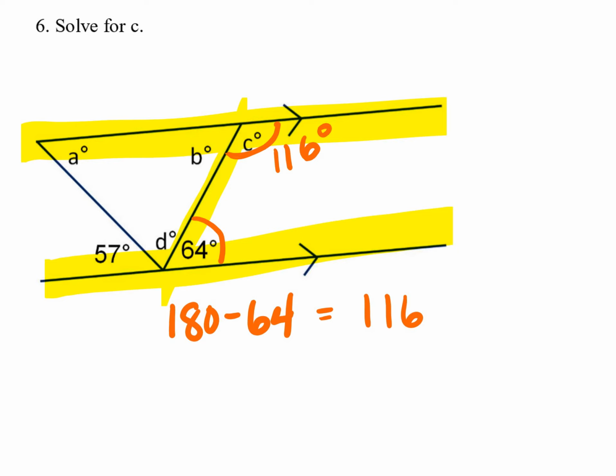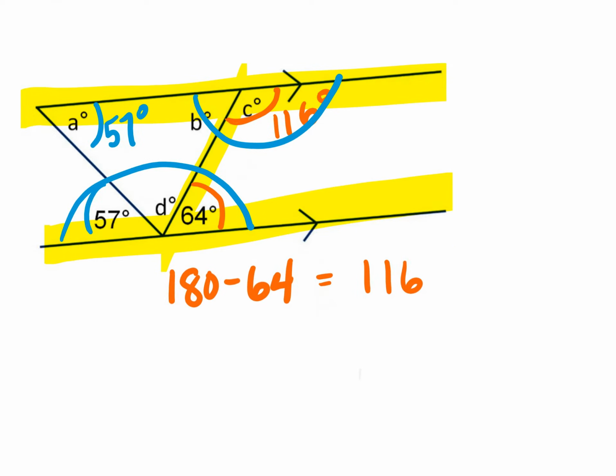Okay. I will tell you on your test you will need to be able to find all the angles. So let's go ahead and look at that real quick. If I wanted angle A, that is alternate interior to that angle, so that's 57. If I needed angle B, this makes a linear pair, so that would be 180 minus 116. And this again also makes a linear pair, so 180 minus 57 and 64. So that's how you would do the rest of them.